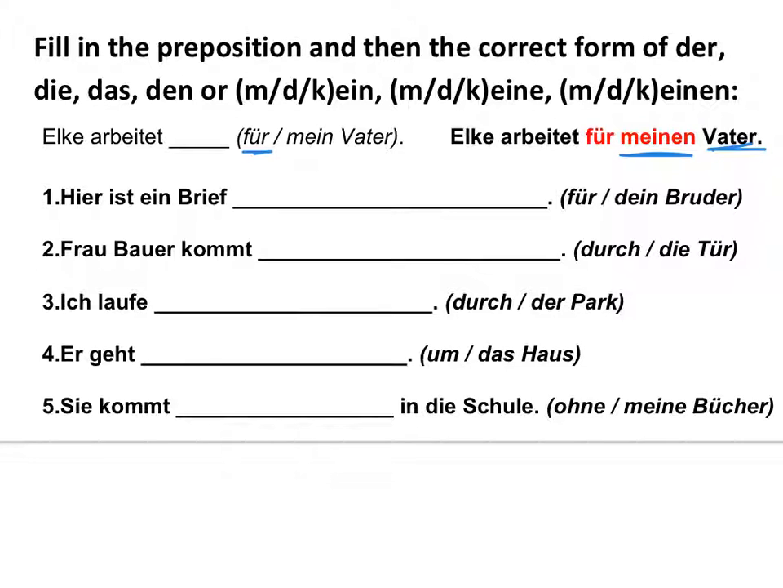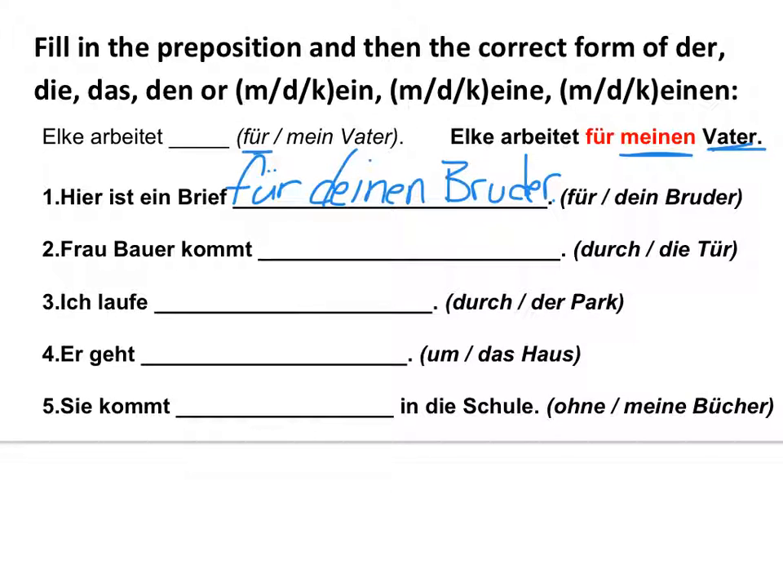Okay. So Nummer 1. Hier ist ein Brief. What does that mean? Here is a what? A letter. Good. Here is a letter. And then what's the rest of it going to mean in English? For your dad. Or for your brother. Okay. So your next word is going to be für. Now we've got dein Bruder. What do we need to do to that? Add an en because it is masculine, and we've just made it accusative because of that für. Für deinen Bruder.